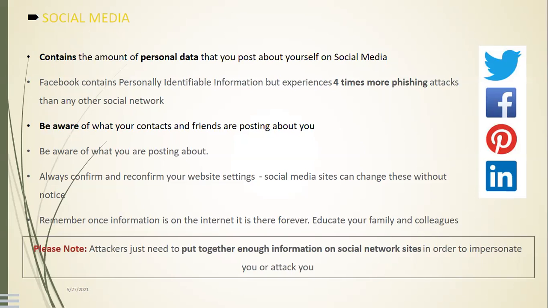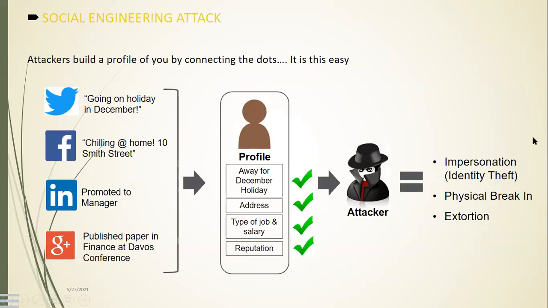So we're supposed to be aware of what your contacts and friends are posting about you. Be aware of what you're posting. Always confirm and reconfirm your website settings. These are just some security measures to perform. And remember, once information is on the internet, it is there forever. So educate your family and colleagues if you can.